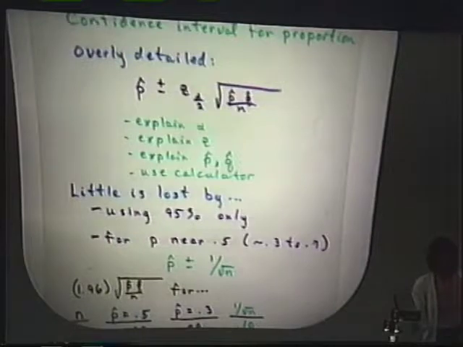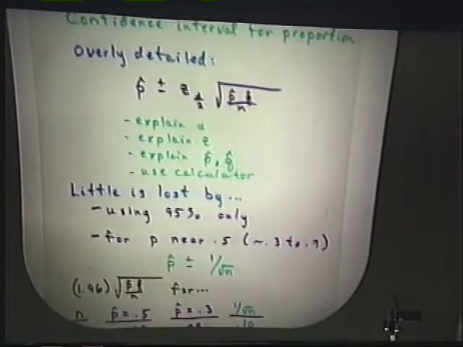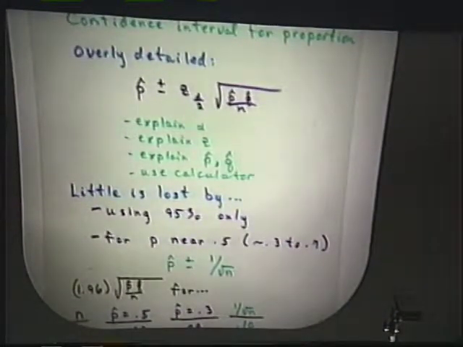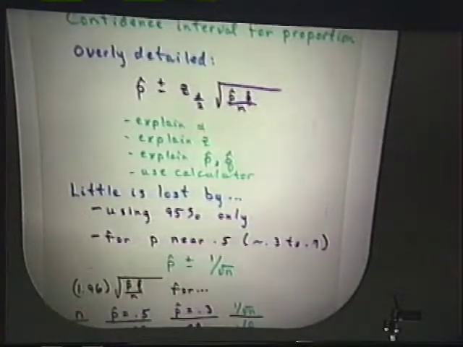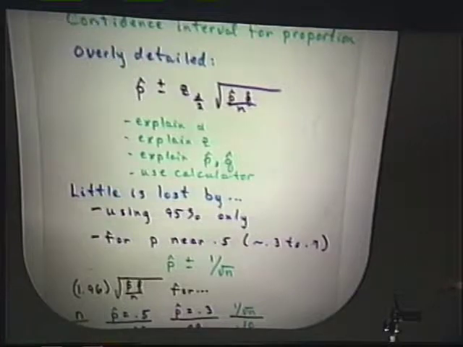To me, that's a detail that can come for those who ultimately need to do a confidence interval, but a 95% confidence interval is by far the most common. So I don't confuse them with the detail of other confidence levels when I first do this topic. The idea that for p near 0.5, essentially you can use p hat plus or minus 1 over the square root of n. You don't need to go into the whole detail of p hat q hat over n.